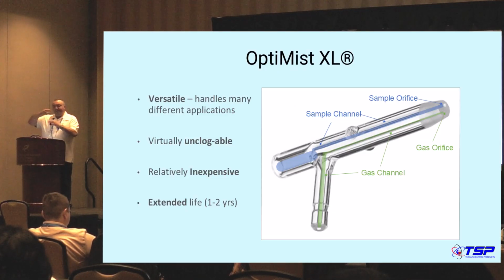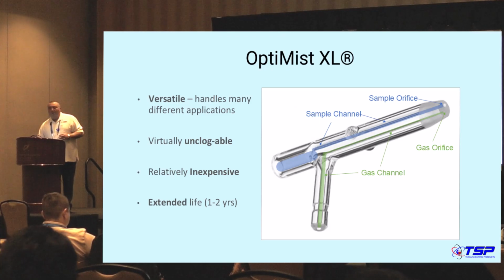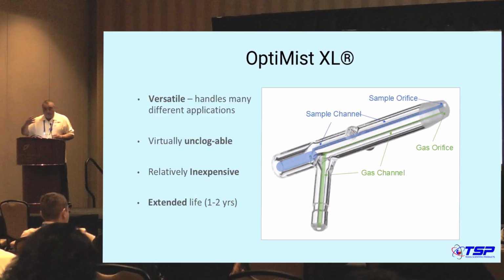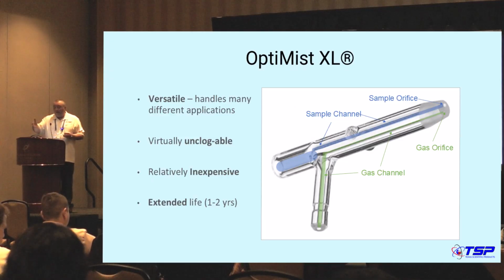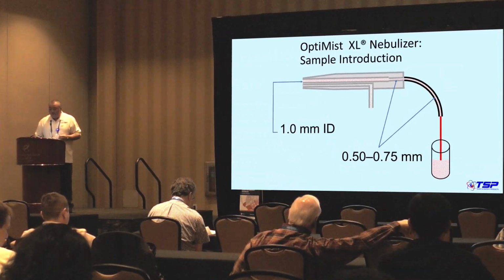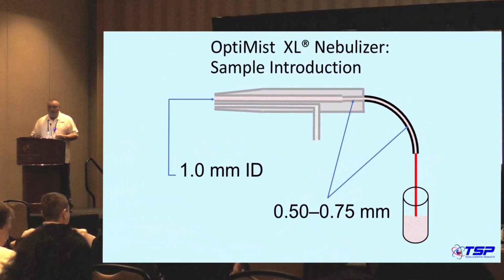So where sample and gas are separated, and that allows a pretty large opening for the sample. And that, as Thomas mentioned, is 1 millimeter on our nebulizer. This is the last version, we call Optimist XL. And the reason it doesn't plug is very simple. So remember I showed you in the concentric, it goes from wide to narrow. Here is the other way around.